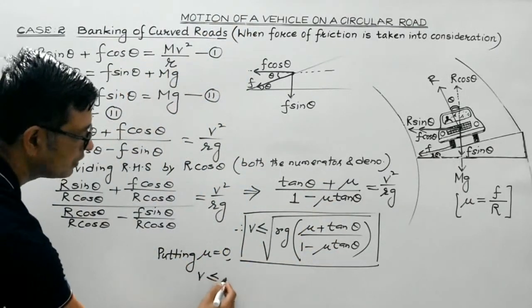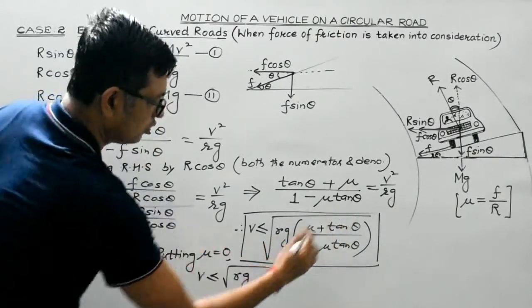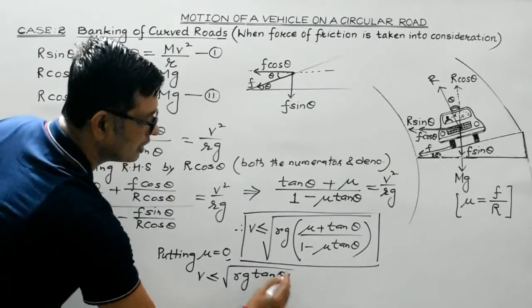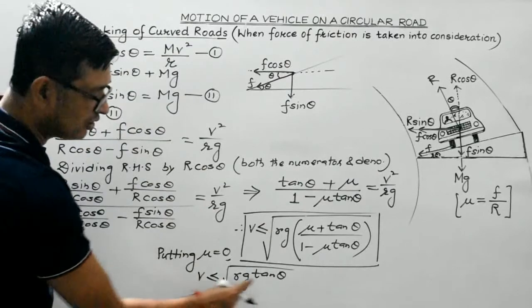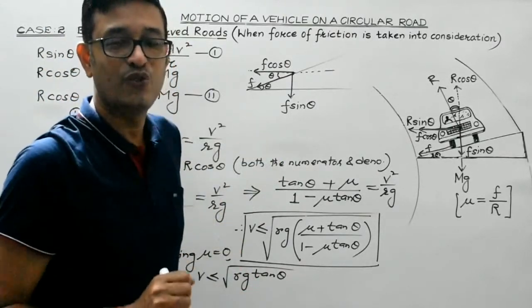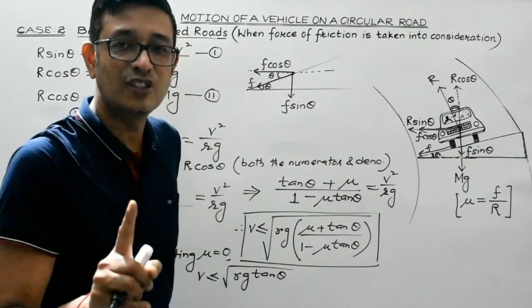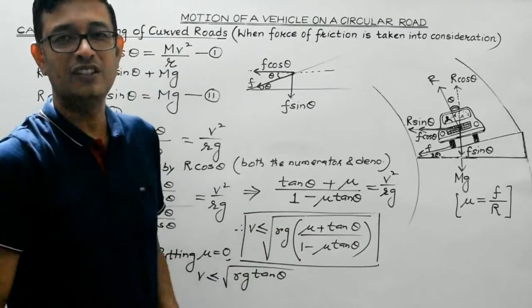Then v would be the square root of rg with mu equal to 0. So we'll be left with tan theta divided by this term, which entirely becomes 0, divided by 1 would be this only. So this is the expression which we obtained in the previous case where the force of friction is considered to be negligible. Right? So this is how you can cross check this formula.